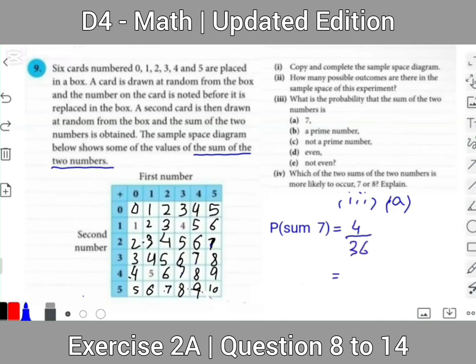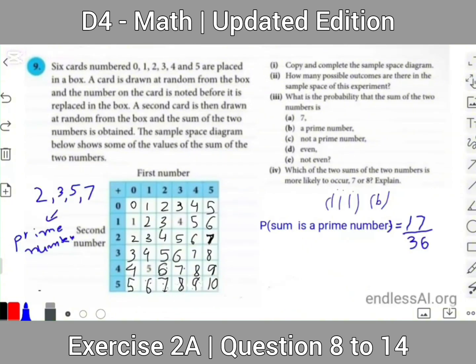So 4 over 36 will be 1 over 9. So the probability of the sum being 7 is equal to 1 over 9.